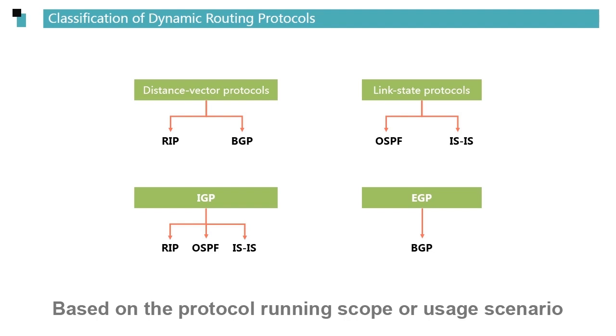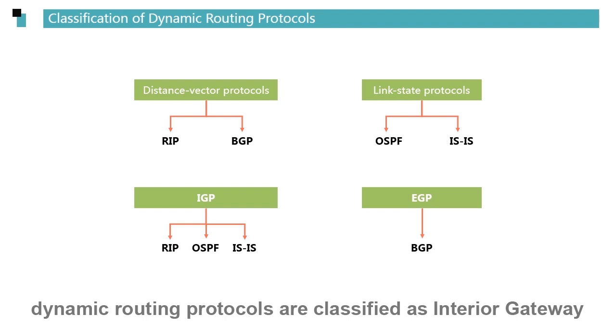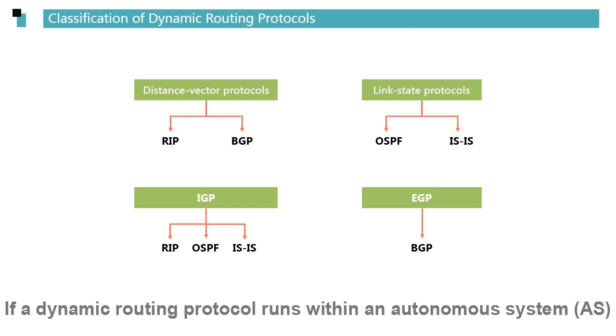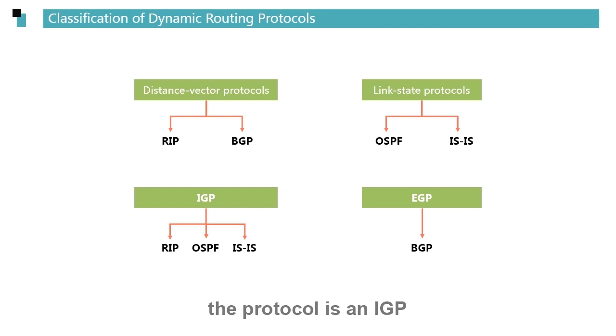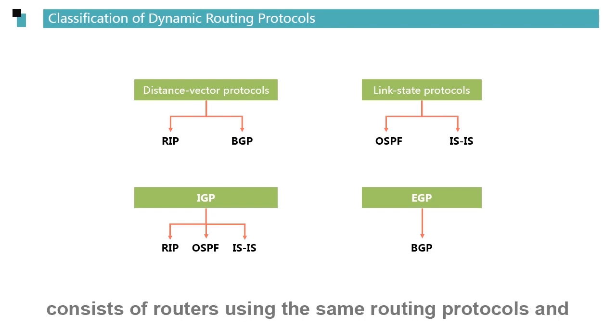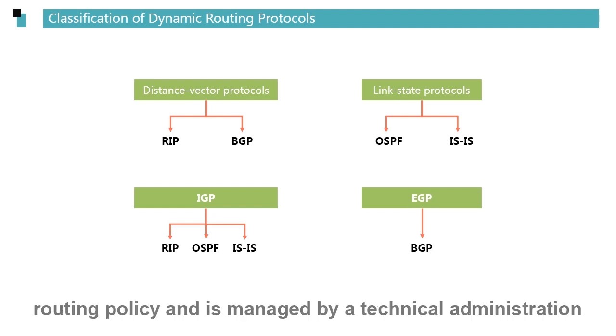Based on the protocol running scope or usage scenario, dynamic routing protocols are classified as interior gateway protocols, IGPs, or exterior gateway protocols, EGPs. If a dynamic routing protocol runs within an autonomous system, AS, the protocol is an IGP. An AS is an independent and autonomous network set that consists of routers using the same routing protocols and a routing policy and is managed by a technical administration.